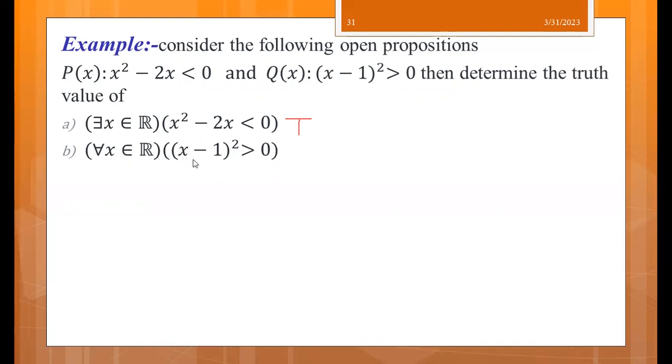For example, in this case, if we take x equal to 1, which is a real number, and substitute 1 here, we have 1 minus 1, which is 0, 0 squared is 0, but 0 can never be larger than 0. So in this case, due to the existence of only this element, even though we can find others, the truth value for this one is false. As an example, we can consider x equal to 1, the same element as for the first one.